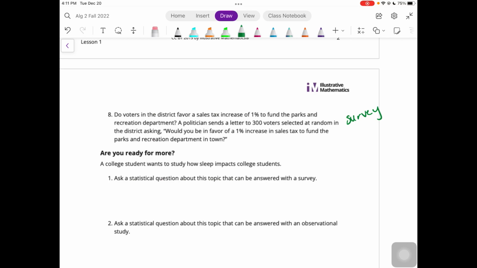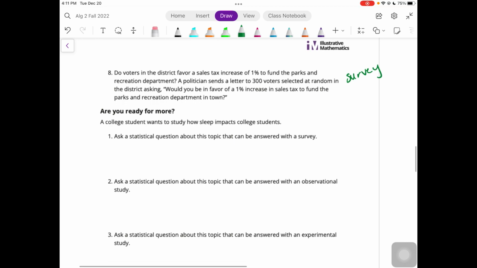So are you ready for more? A college student wants to study how sleep impacts college students. Ask a statistical question about this topic that can be answered with a survey. So you could say, how much sleep do college students get on average?